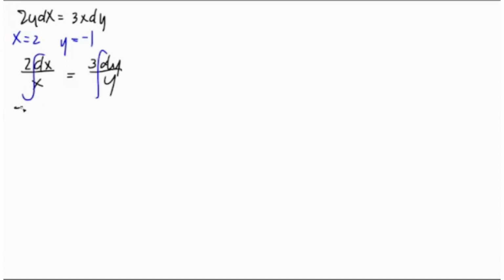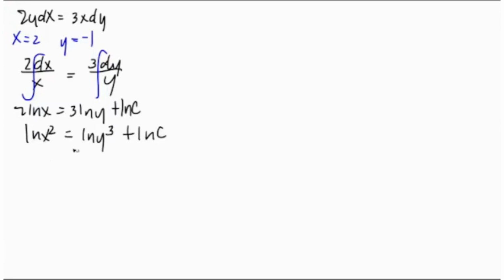So, magiging 2 ln x is equal to 3 ln y plus c. And lahat may ln. So, pwede natin gawing ln c na lang to. So, magiging tong ln x squared is equal to ln y cubed plus ln c. Combine natin tong dalawa. Magiging ln cy cubed ln x squared. Since parehas may ln, magiging equal na to sa x squared is equal to cy cubed.